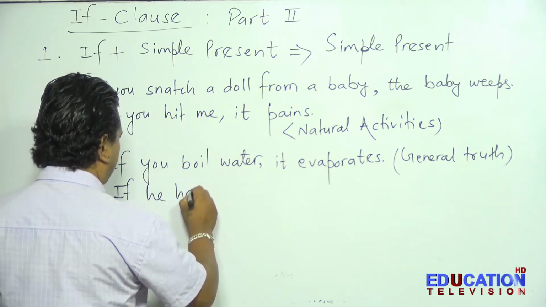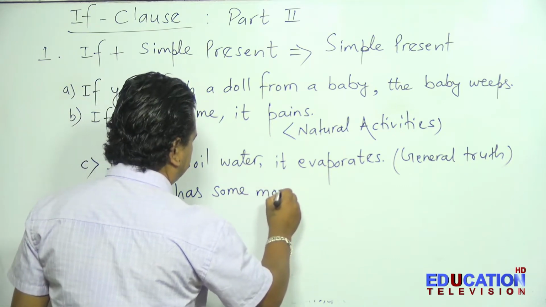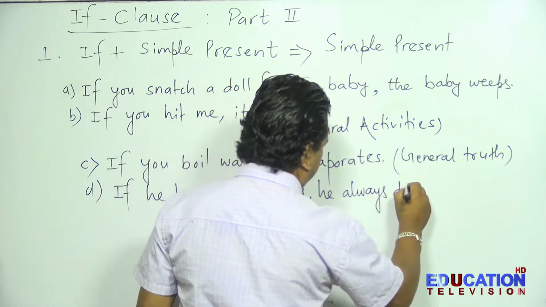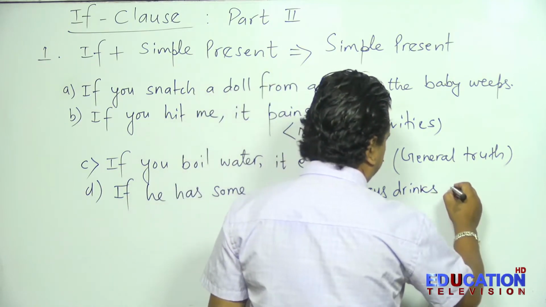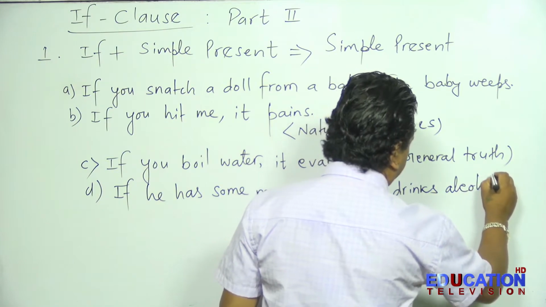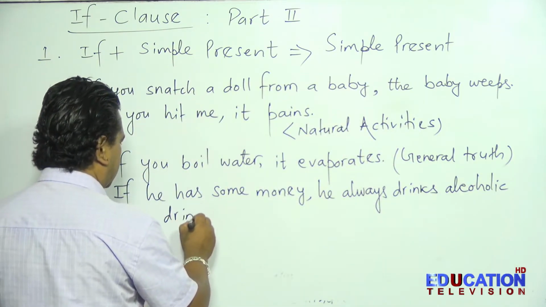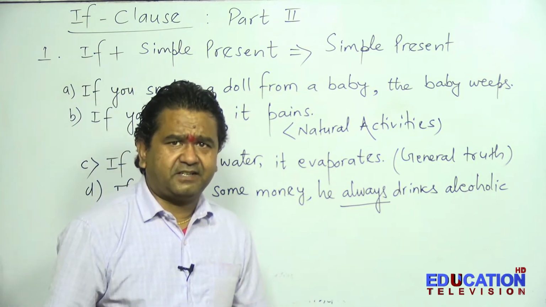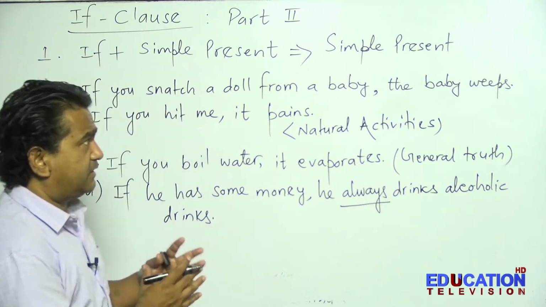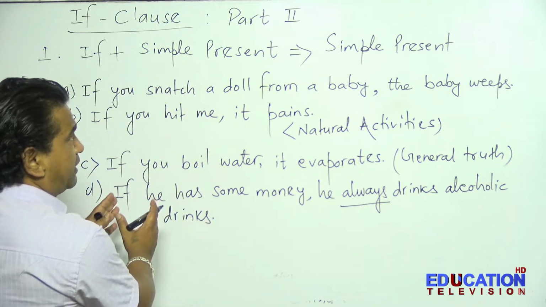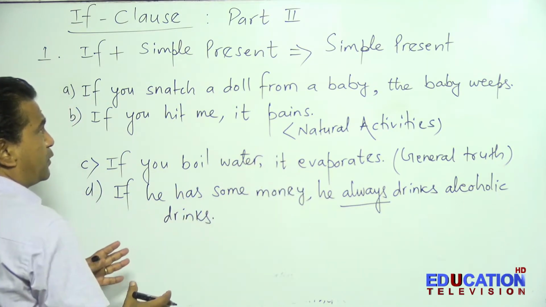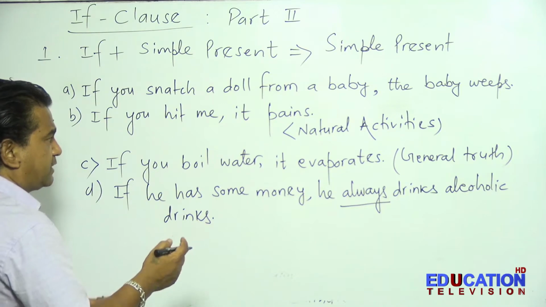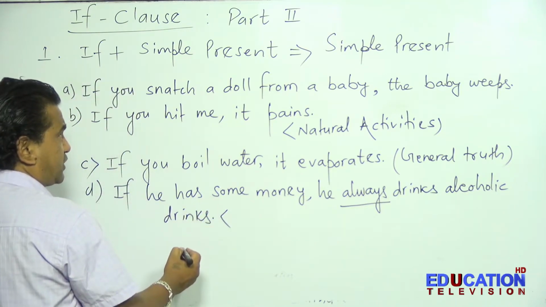If he has some money, he always drinks alcoholic drinks. Look at the word always. What does it indicate? It indicates routine. It indicates general habit. When if clause indicates general habit, the first portion also should be simple present, and the second portion also should be simple present. If he has some money, he always drinks alcoholic drinks. He takes alcoholic drinks. So what does it indicate? It indicates habit.